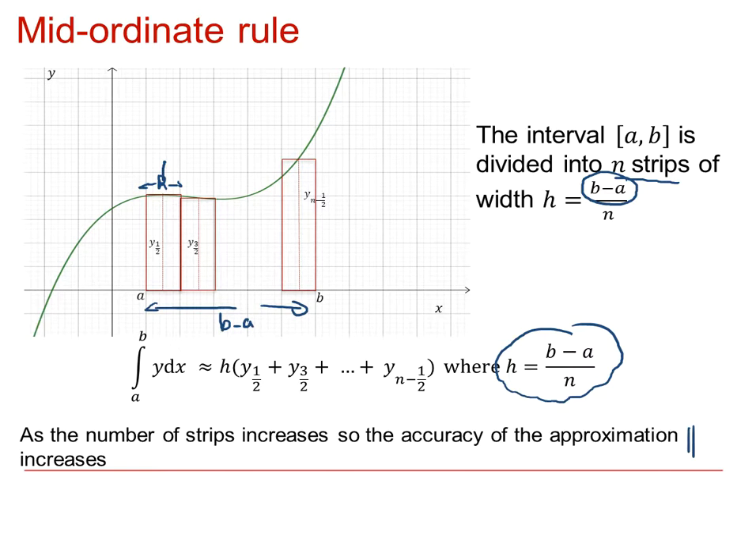We saw that in the particular example that we did, the approximation was an underestimate. And in the next video we'll look at when that happens. When do we get an underestimate, or is it possible for the midordinate rule to overestimate the value of an integral?